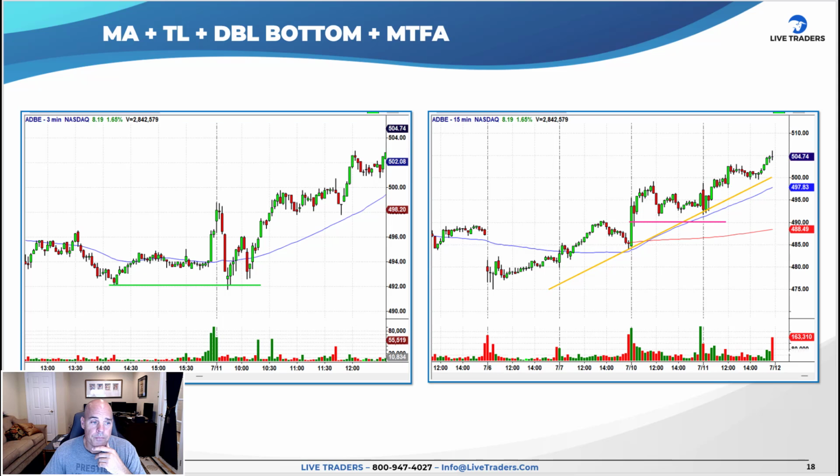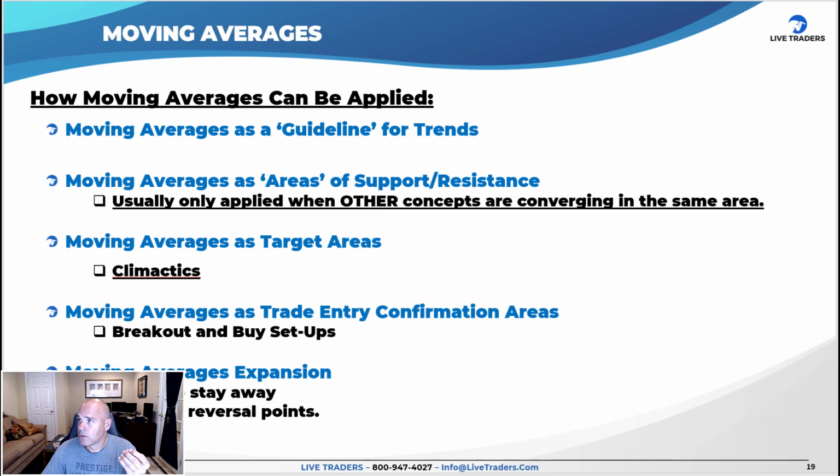Okay? So back to what we use moving average and trend lines for. Guidelines for trends, areas of support and resistance, target areas, moving averages as trade entry confirmation, and then, of course, moving average expansion. When we see them moving away from each other, it can be a warning sign not to go in that direction of the moving average. Okay? And I gave examples of each one of these, usually 2 examples of each one of these things.